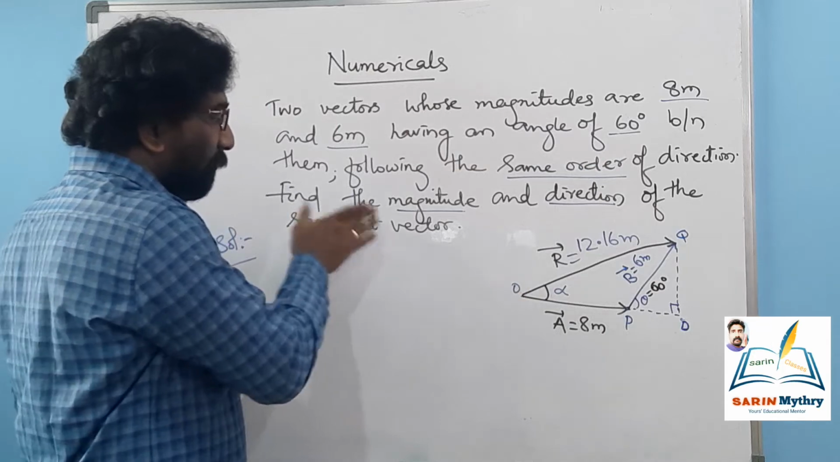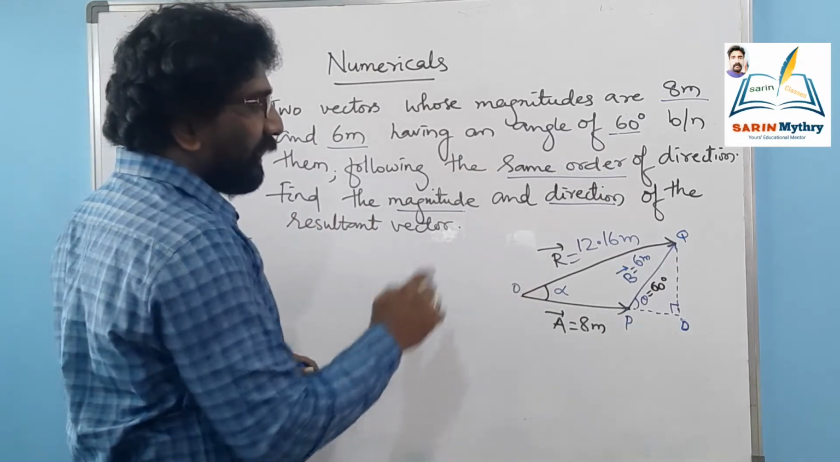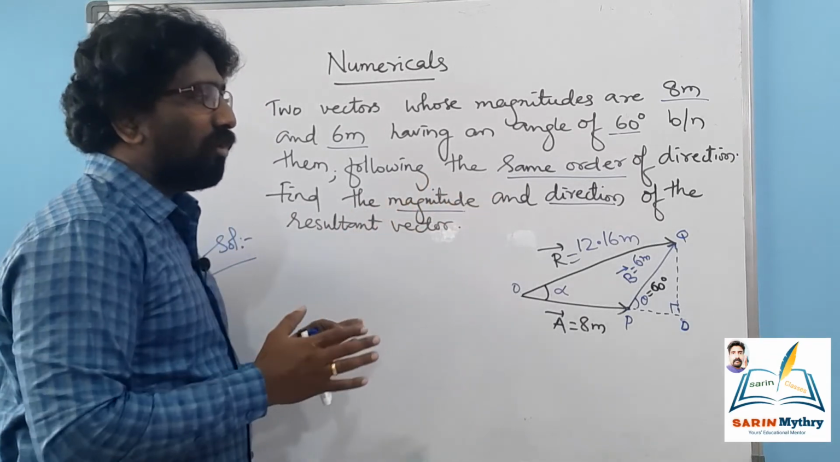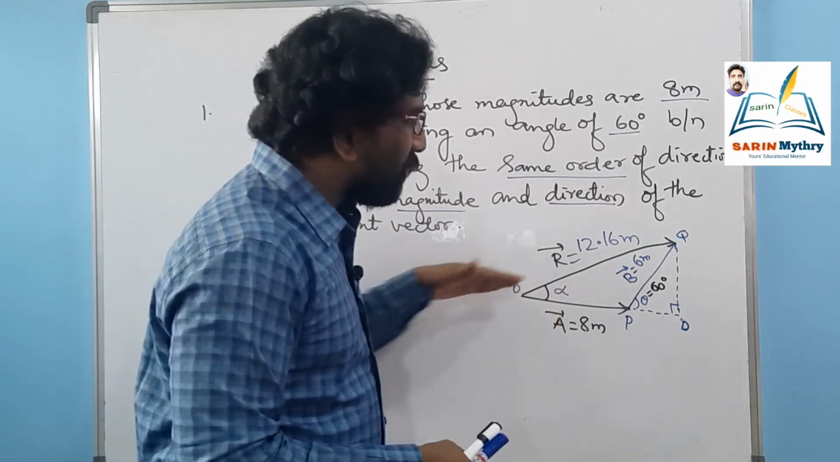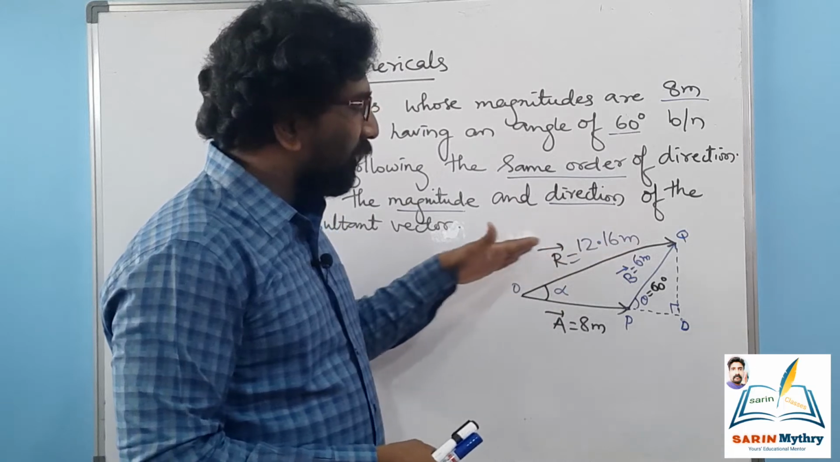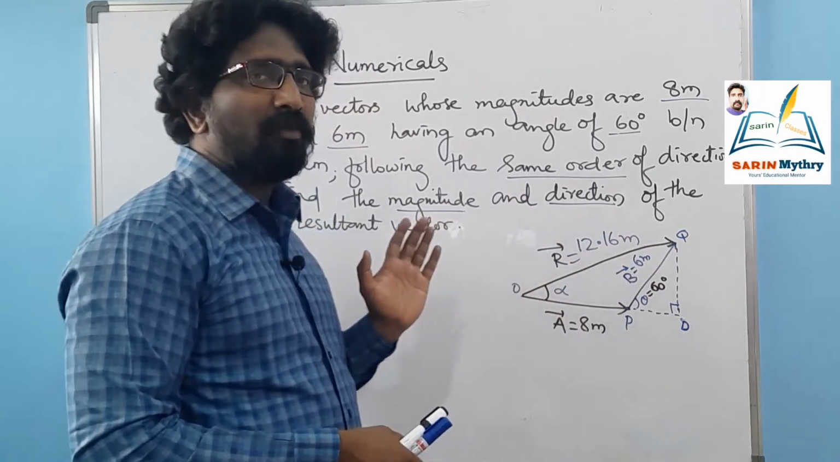So now let us see the next half of this particular question, that is the direction of the resultant vector of these two vectors. Here direction doesn't mean that it is traveling in east or west or north or south, but it tells about the angle, in which direction and what angle that resultant vector is making with these two vectors. That is the meaning of direction.